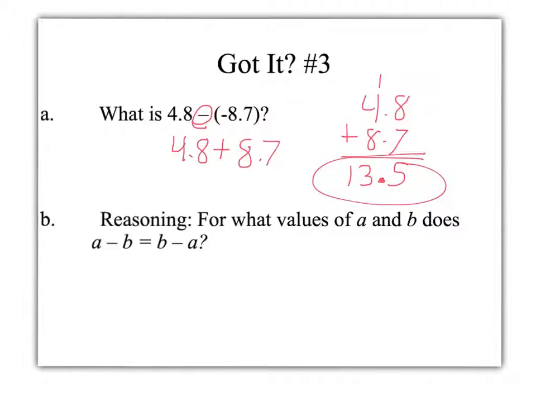Okay, and part B, this is a reasoning. For what values, so you have to pick values of A and B, would A minus B equal B minus A? We might have done this when we did the commutative property. Remember in the commutative property you can do A plus B and then B plus A, and it's the same thing, but it doesn't work for subtraction. But there are certain cases it would work for. Think about which numbers A minus B would equal B minus A. I know which ones they are, but I want you to think about it before I tell you.